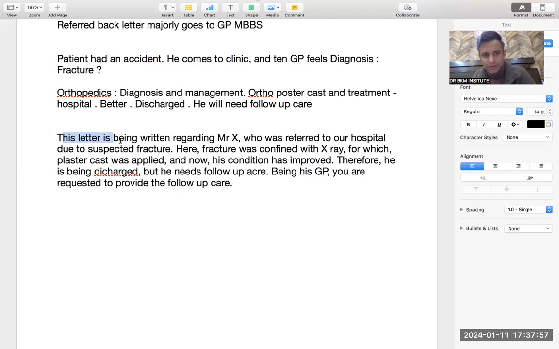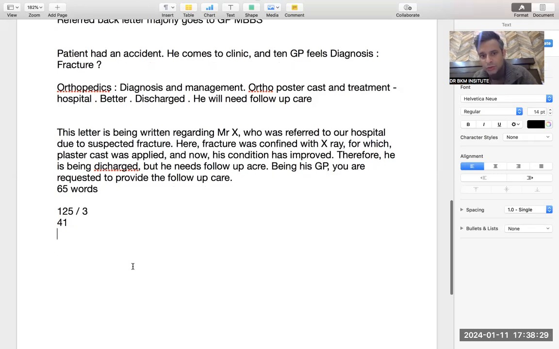If I count the words, 1, 2, 3... 14, and 14 into almost 5, it will make around 65 words. So I have already written 65 words in the first paragraph. If I write 190 words, then 190 minus 65 is 125 words. If I divide by 3 paragraphs, you are writing almost 41 words in the next 3 paragraphs. So obviously the first paragraph becomes bulky when it comes to a referral back letter.